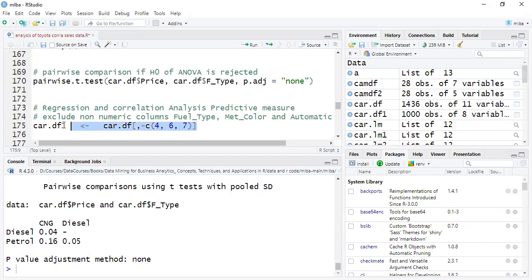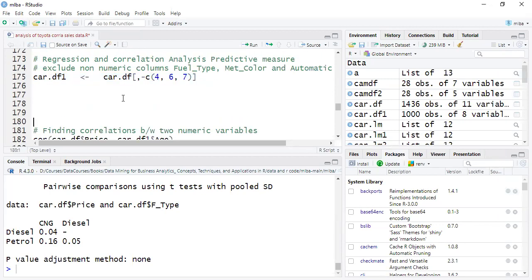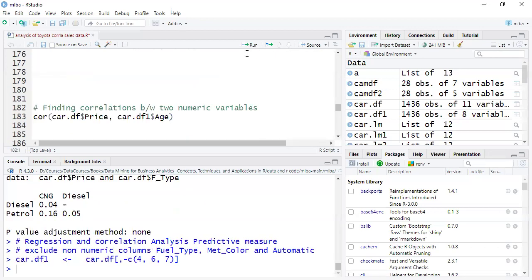So I will remove 3 columns in a new data frame, and I am naming that data frame car.df1. So in car.df1, we will store all columns from df1 except 3 columns: column number 4, column number 6, column number 7. Column number 4 is the fuel type, column number 6 is metallic color and automatic color. After removing these 3 columns, 8 columns remain, and all of the remaining 8 columns are numeric. So just run this command. A new data frame is created.